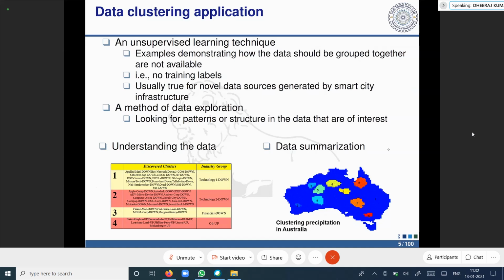So we can apply clustering to them and see what the natural groups of the data are. It's a method of data exploration which looks for patterns or structures in the data that are of interest. It can be helpful in understanding the data. Once you discover the clusters, you can try to give some meaning to them: what do all these data points represent? Or you can summarize your data so that you don't have to store all that data, and it makes much more sense to understand what that data is.